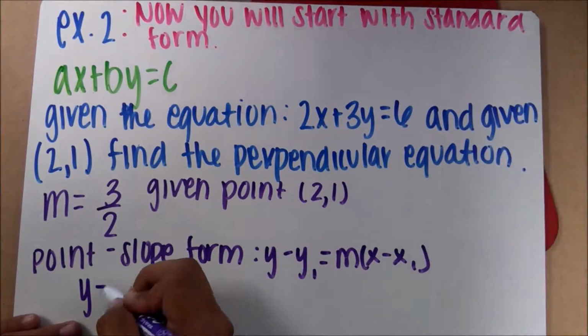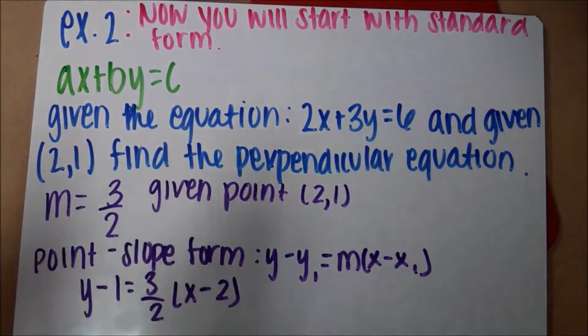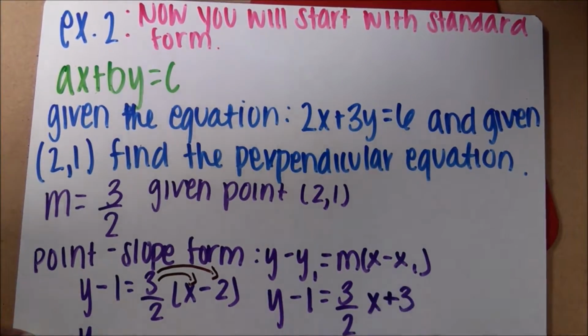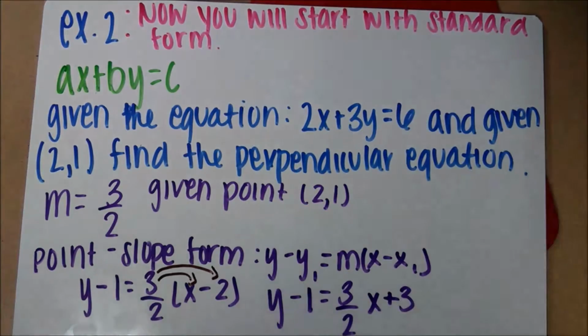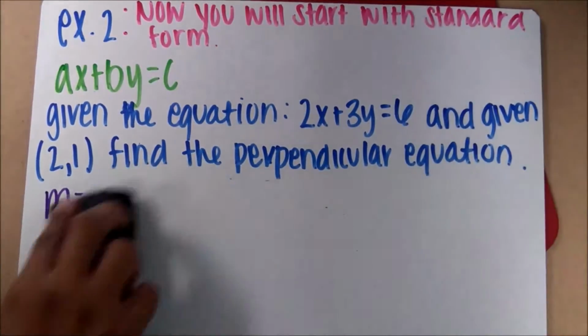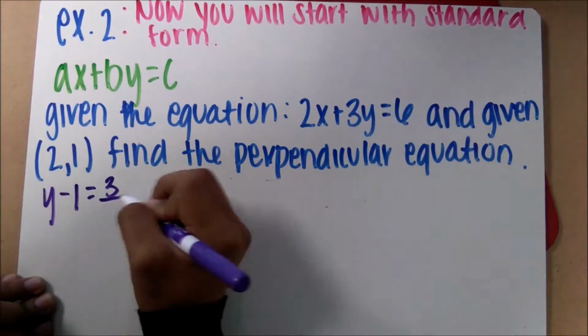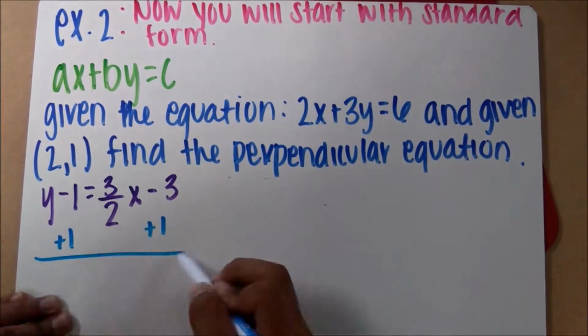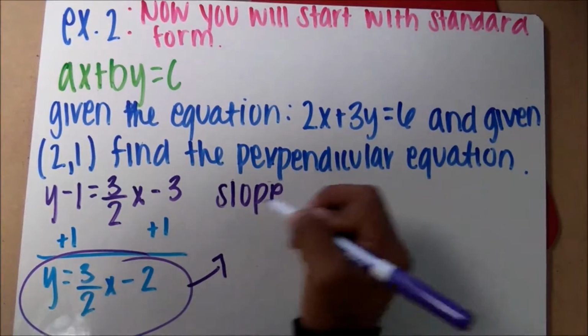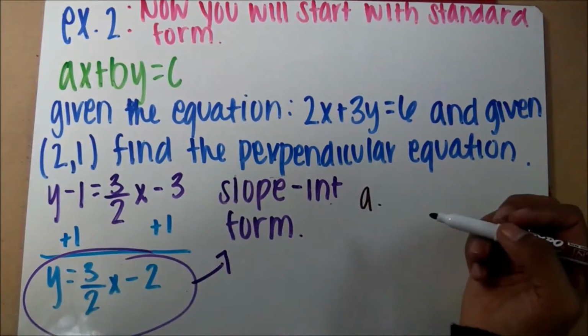With the information you have, you can use the point-slope form to find the perpendicular equation. You will now plug in the information into the equation, getting y minus 1 equals 3 over 2 parentheses x minus 2 parentheses. You now have to distribute 3 over 2 to x minus 2 to then get y minus 1 equals 3 over 2 x minus 3. And now add 1 to both sides. Your final answer is y equals 3 over 2 x minus 2, which is the slope-intercept form.